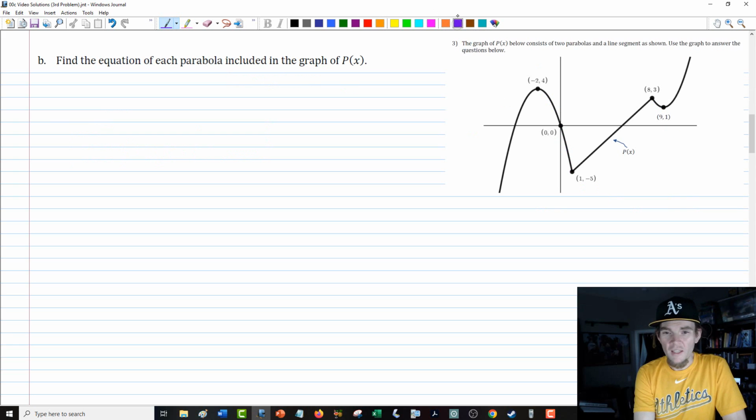Part B is where we start getting into, as I say, the linearity and the parabolas. We're getting into the linearity and the quadratic elements of this problem. So it says, first, find the equation of each parabola included in the graph of P of x.